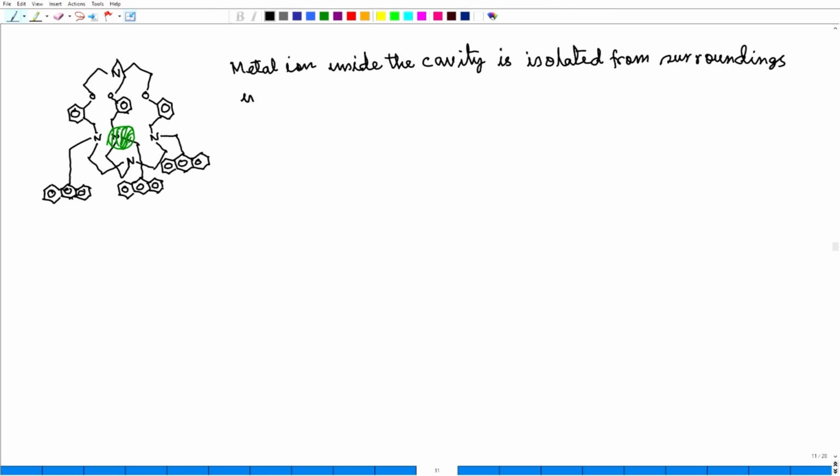In a cryptand. That is a property of cryptand, and it is bound very strongly. So, all the nitrogen lone pairs are now attached to this. That is number one point.